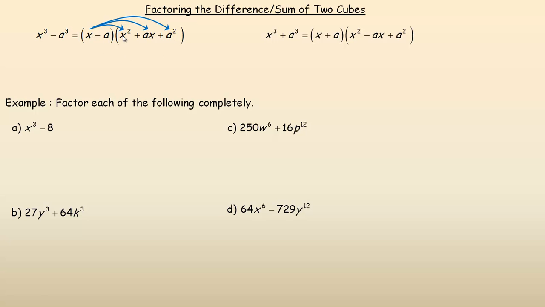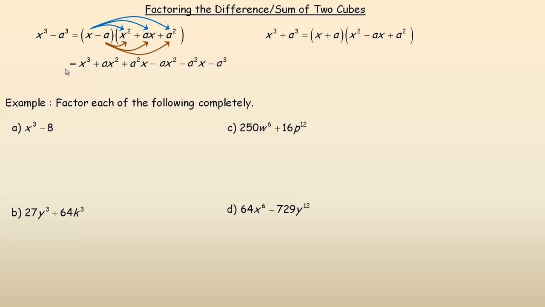So x times x squared would be x cubed. X times ax would be ax squared. And x times the a squared would be a squared x. Next we'll multiply the negative a into the trinomial. So negative a times x squared would be minus ax squared. Minus a times x would be minus a squared x. And negative a times a squared would be minus a cubed.